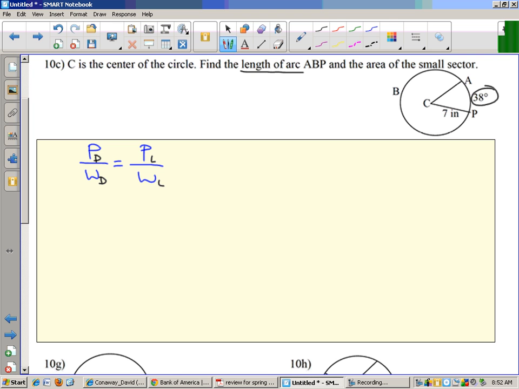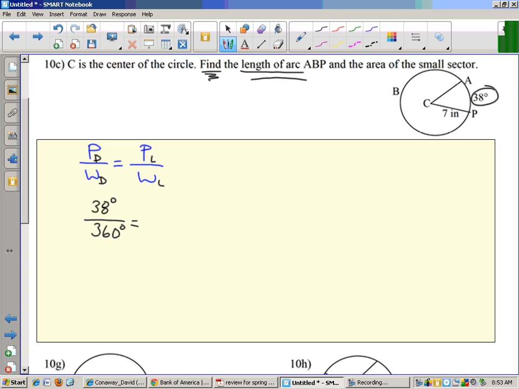So start plugging this in. What's the partial degrees? It's 38 degrees. How many whole degrees do you have around a circle? 360. And then the partial length, well, 7 inches is the radius. We're talking about the arc length here. And what word do they put in front of length of arc here?